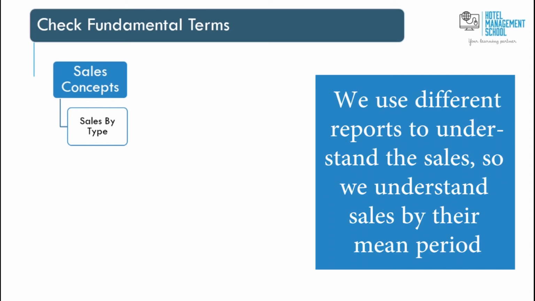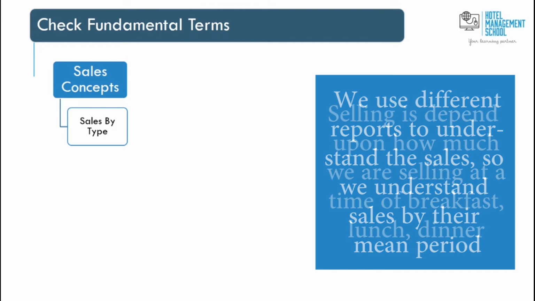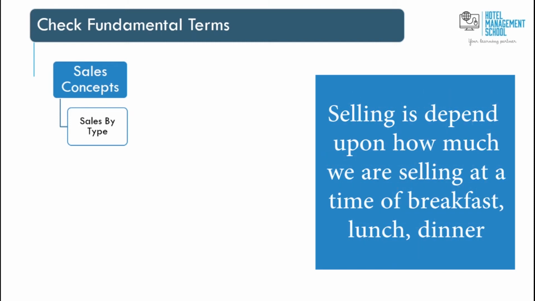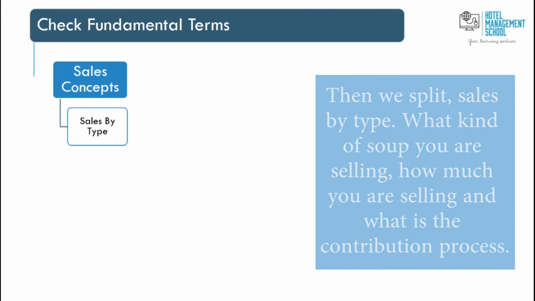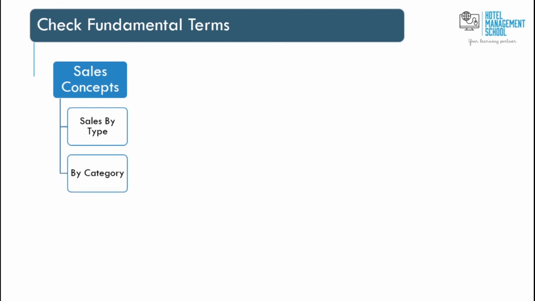We use different reports to understand the sales. So we understand the sales by meal period, right? How much we sell in breakfast, how much we sell in lunch, how much we sell in dinner. Then we split the sales by type. What kind of soup we are selling, how much we are selling, what is our contribution to sales: salad, appetizer, main course, desserts. So we do it by different categories, and then you are doing per person.